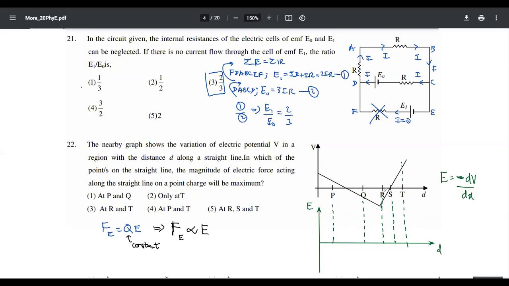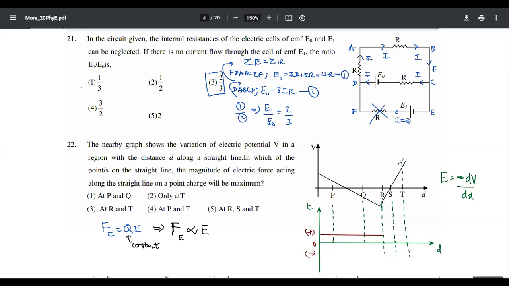Now, from P to R, the graph is going down, but it's a flatter graph, not very steep. Therefore, E will be like this until R. And after that, the graph is going up. When you convert a VD graph to an ED graph, if the VD graph is going down, E will be positive. If the VD graph is going up, E will be negative because of this negative sign.